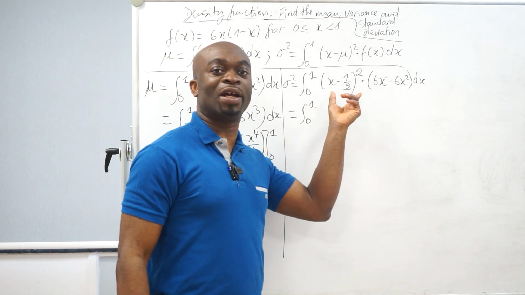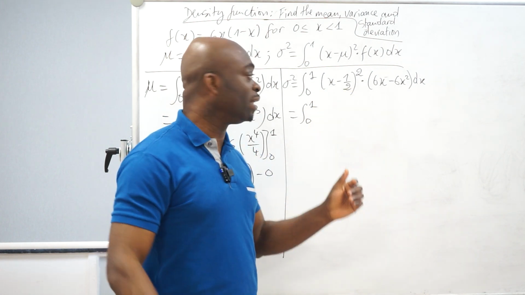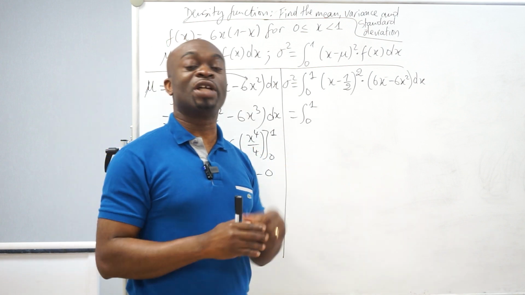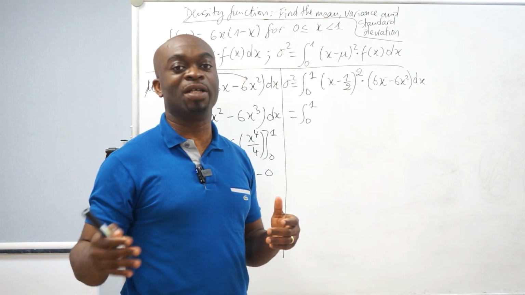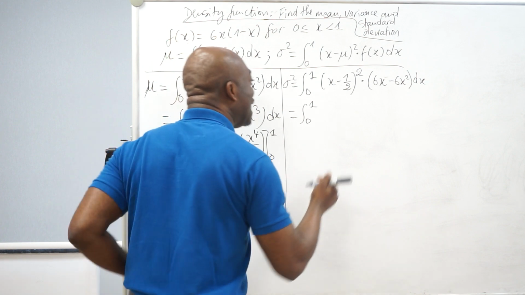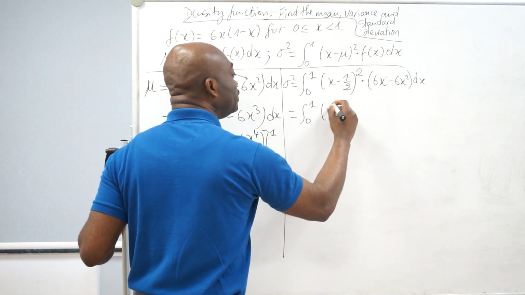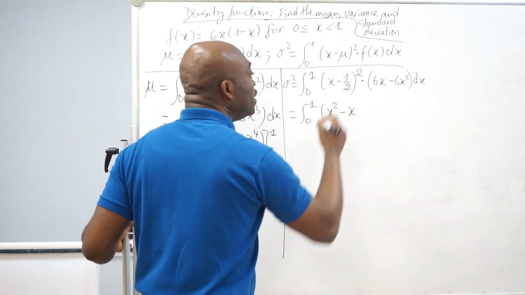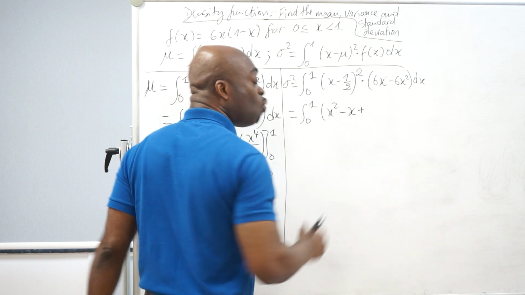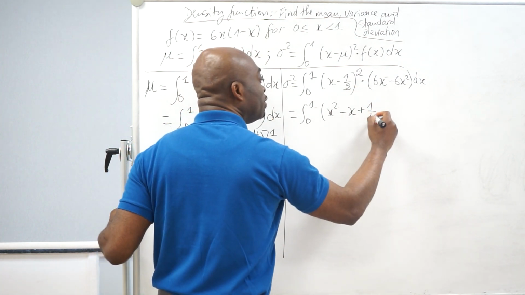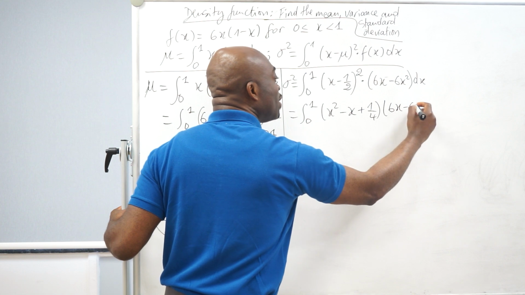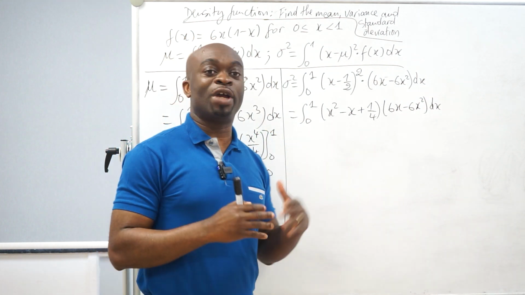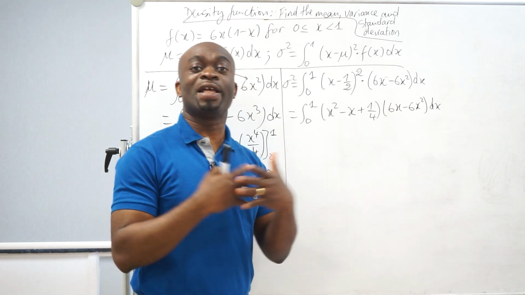Okay? So then we got some work to do inside there. So that means we got to work this one out. We got to develop it. We got to expand it. So it's x minus 1 over 2 squared. So it's like you have a minus b squared. So that gives you a squared minus 2ab plus b squared. So we're going to apply that. So it's going to give us x squared minus twice x times a half. So that gives us negative x, and then plus 1 over 2 squared, that gives us a quarter. Then we just rewrite this one here, dx.